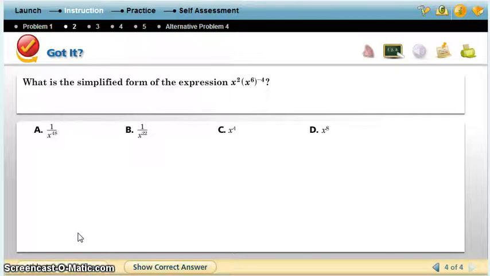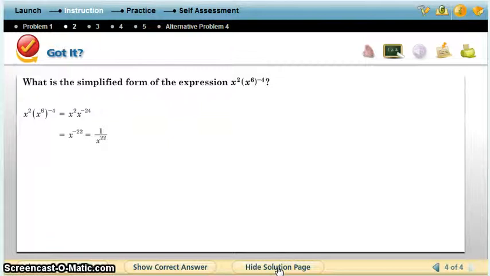All right, now your correct answer, if you need to pause the video, please do that, but your correct answer for this problem is B, 1 over x to the 22nd power. And so here's your solution. First thing they did was multiply 6 and negative 4 and got negative 24. That's your power to a power. Then you deal with multiplying like bases. So rewrite your x and then add 2 and negative 24, which gives you negative 22. And then you have a negative exponent, so you must move it to the bottom of your fraction to make it positive.